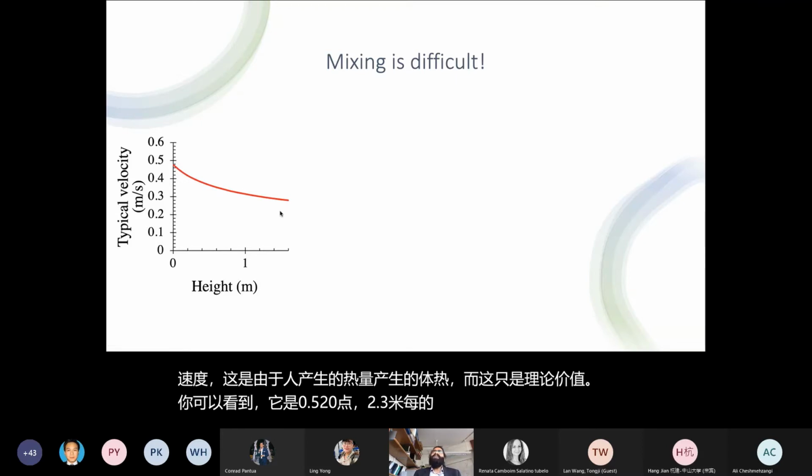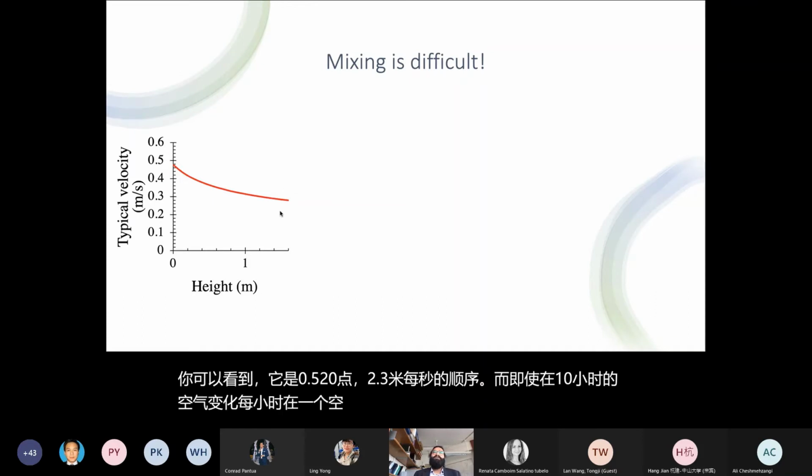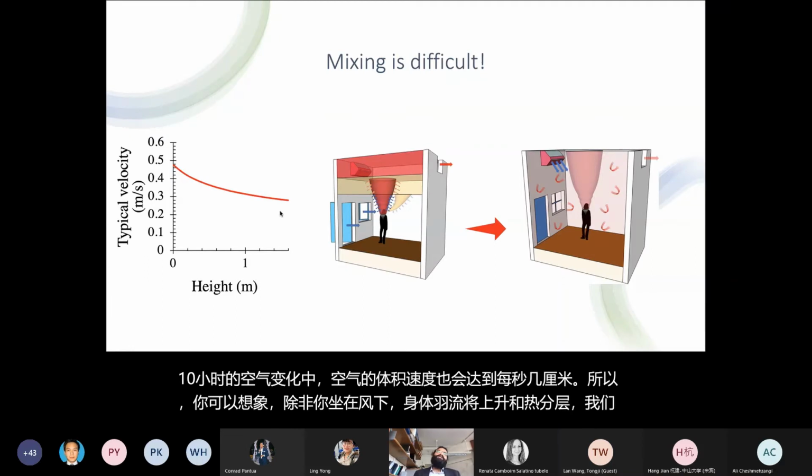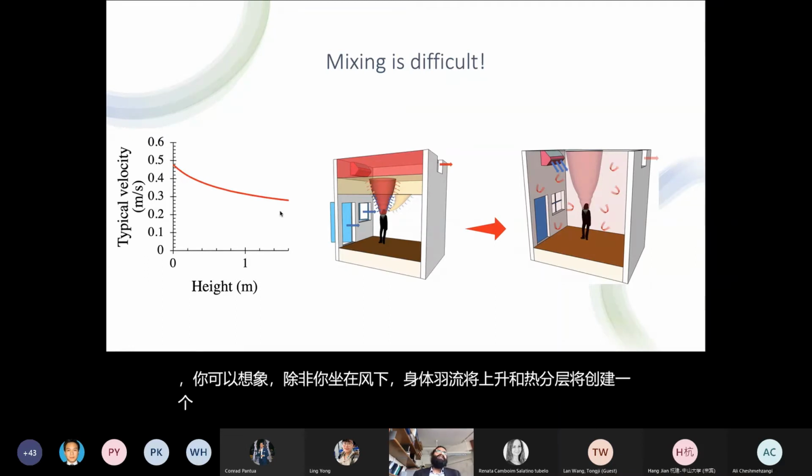Whereas even at 10 ACH, air changes per hour, in a space, the bulk velocity of air would be of the order of centimeters per second. So you can imagine that unless you sit right under the vent, the body plume will rise and thermal stratification will be created.